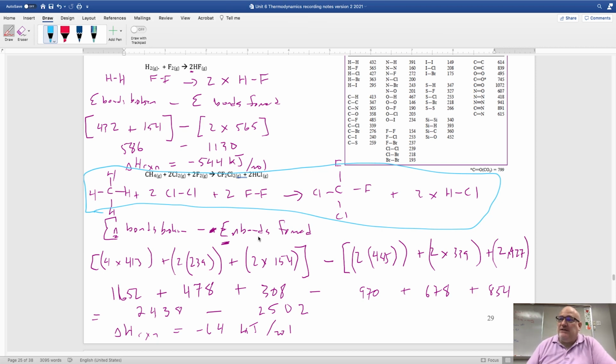Now, I will say this. If you were to do the previous video's method of looking up in a table the change in enthalpy of formation of each of these things right here, and you took the products' enthalpies of formation and subtracted the reactants' enthalpy of formation, you would get this exact same number. So this is just another way of doing the same exact thing we've been doing before.